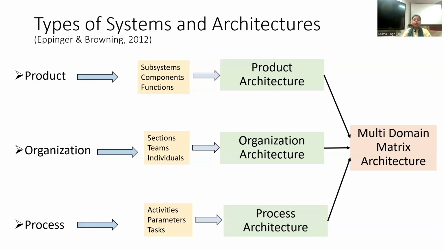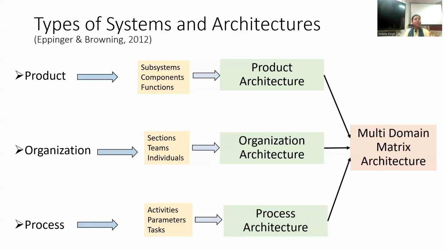So in order to simplify the process, we divide that into the product, process, and organization or people related architecture, right? So this is how we talk about how the things are there and in what manner they are related, right? So this is how the types of systems and architecture can be defined. So this will be useful to you.